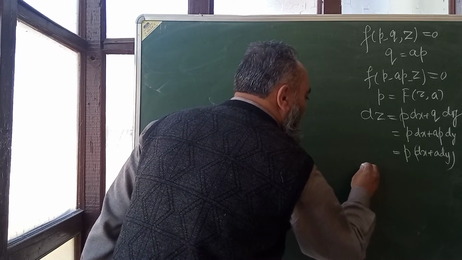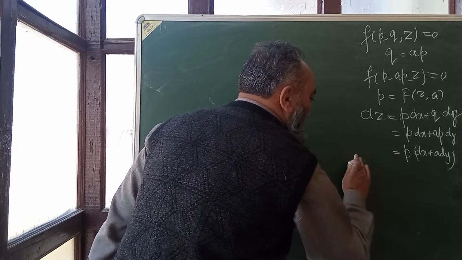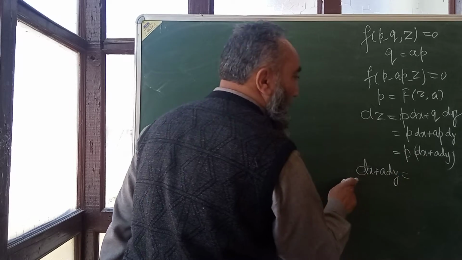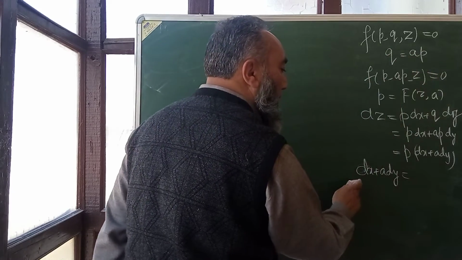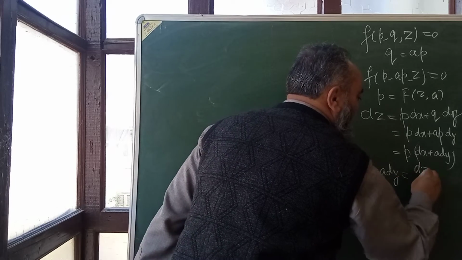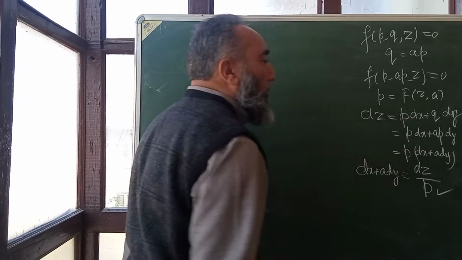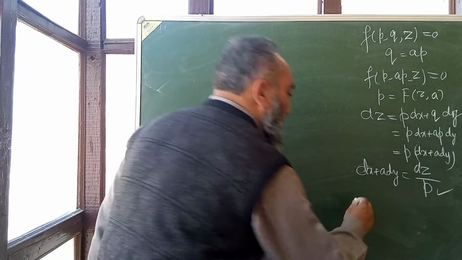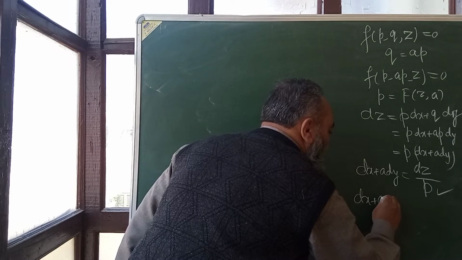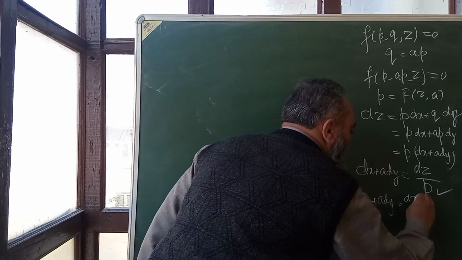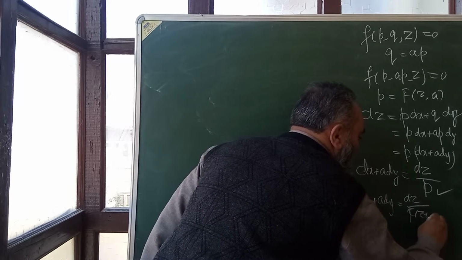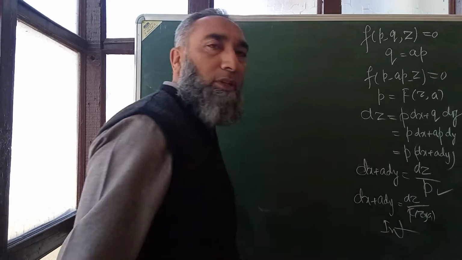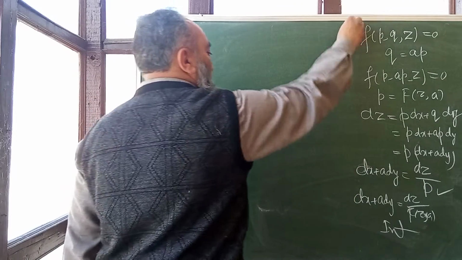Or dz equals P times dx plus A dy, or dx plus A dy, I can write it right away. If I put Q equal AP, then dx plus A dy will be dz upon P. And you know what is P? P is function of Z and A. I can integrate it and solve it. Or I can write dx plus A dy equal dz by function of Z and A. Integrate and get the solution. This is how we do such questions.